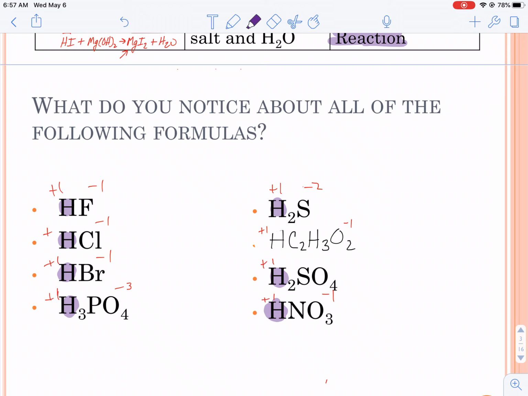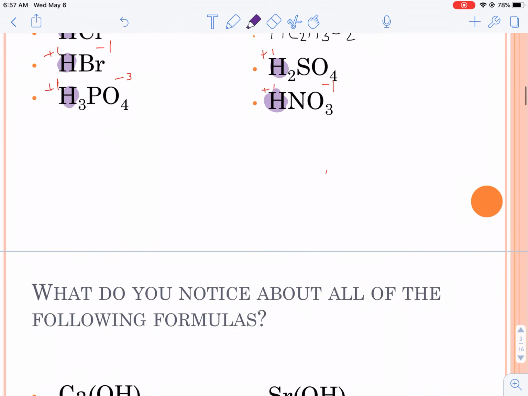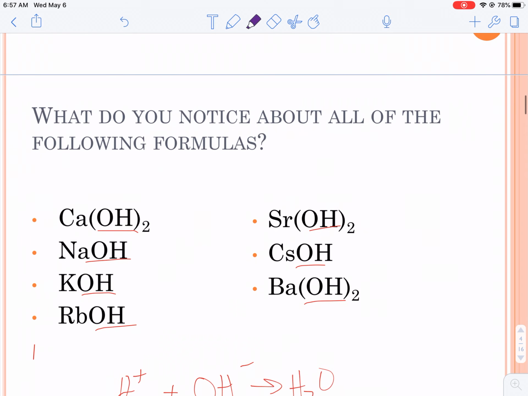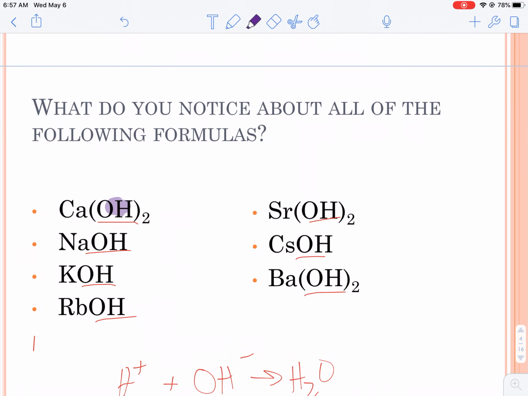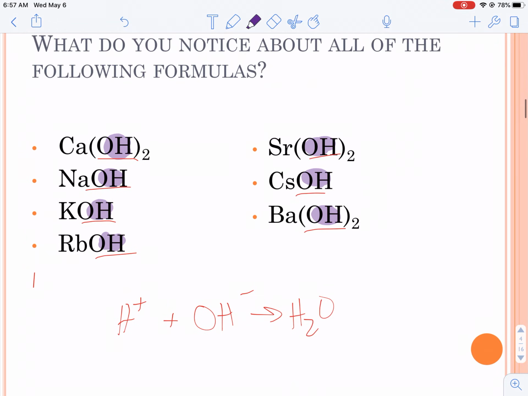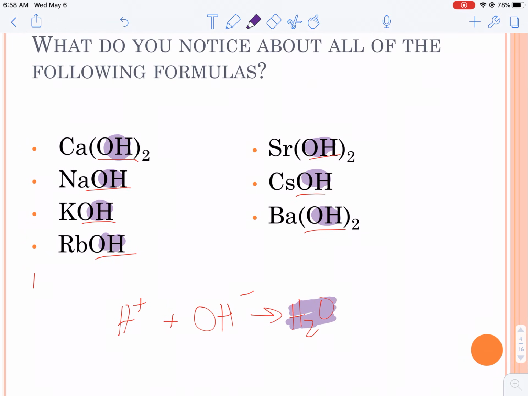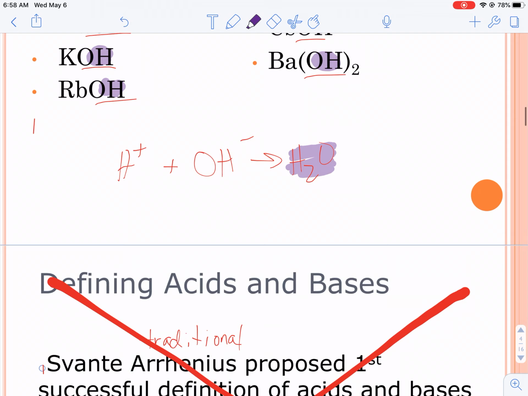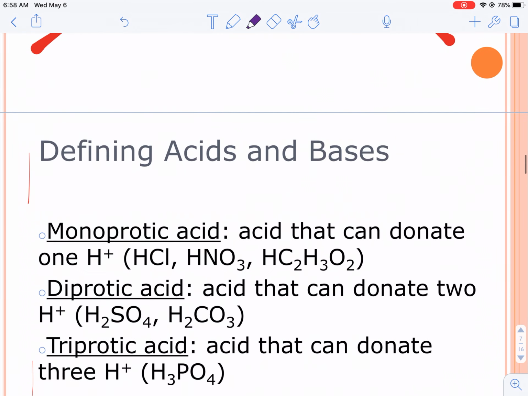That hydrogen as a positive ion is going to tell you that that's an acid. And you'll notice that that hydrogen is always going to be the first ion listed. It is the cation. For the bases, what you're going to notice is that they're all going to have hydroxide as their anion. Okay, your hydroxide is going to indicate a base. Now, when you take that positive hydrogen from an acid and that negative anion from a base and you put it together, you get HOH, which we all know is water. Okay, H2O.